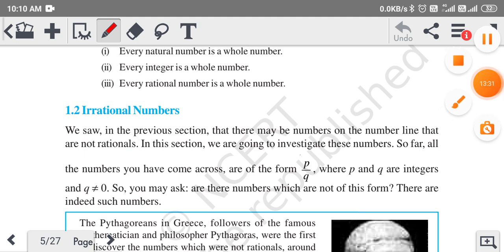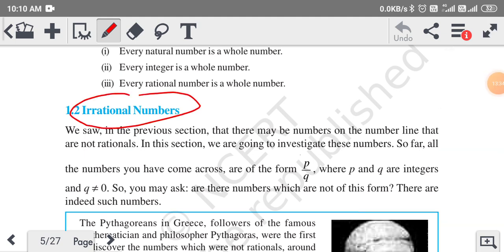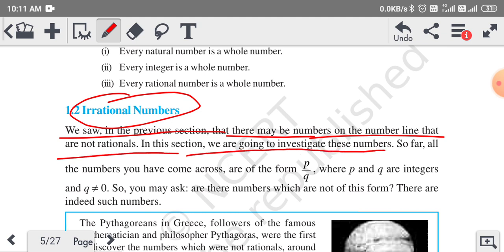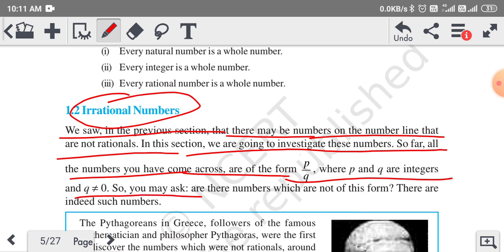So next, irrational numbers. We saw in the previous section that there may be numbers on the number line that are not rationals. In this section we are going to investigate these numbers. So far all the numbers you have come across are of the form p upon q, where p and q are integers and q is not equal to 0. So you may ask, are there numbers which are not of this form? There are indeed such numbers.